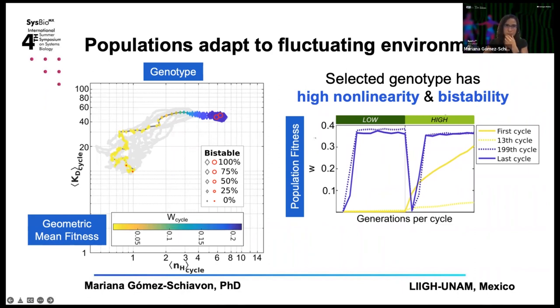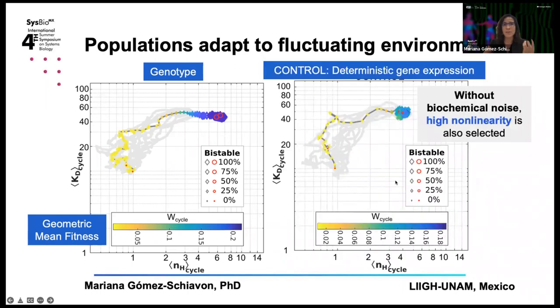We then compare the simulations to our control simulations without biochemical noise, and we observe that, just as before, the population migrates through the genotypic space to a region with high non-linearity, but it just stays right in the corner before getting into the bistable region, with very low frequency of bistable individuals. So without biochemical noise, high non-linearity is selected, but not bistability.